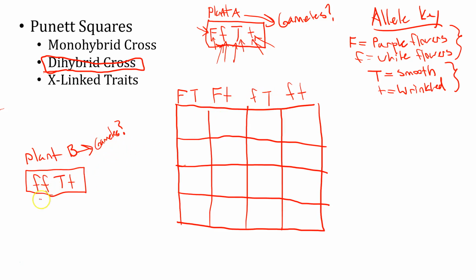And then here, this one could be packaged up with this one, so that would be a little f big T. Or this one could be packaged up with this one, so that would be a little f little t. Or this one could be packaged up with this one, so that would be a little f big T. Or the second one on each would be little f and little t for all the gametes that they can make. Okay, so now you got quite a few possibilities.